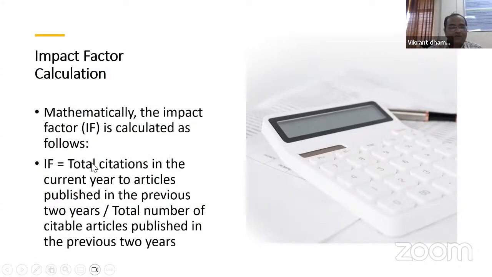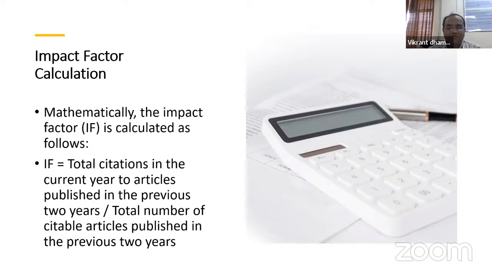So impact factor is based on a calculation: total number of citations in the current year to the articles published in the previous 2 years, divided by the total number of citable articles published in the previous 2 years. So already I have told you how many citations we get in the last 2 years, and the total number of published documents by that journal, and we can find out the impact factor of that journal.